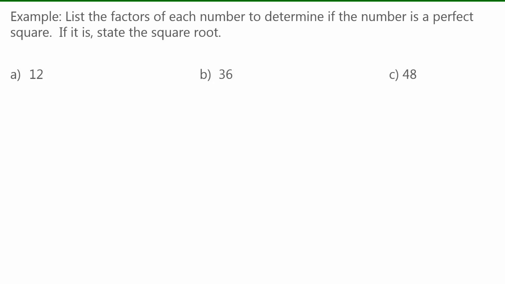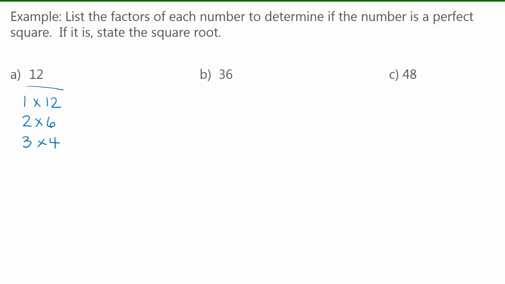Example: list the factors of each number to determine if the number is a perfect square. If it is, state the square root. So we'll start by listing the factors of 12. We have 1 times 12, 2 times 6, and 3 times 4.